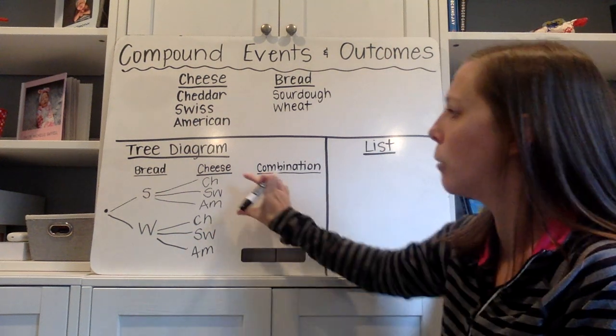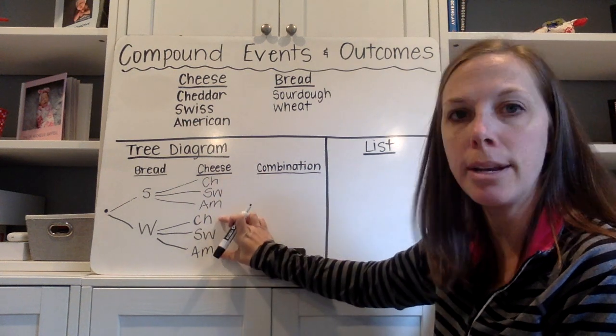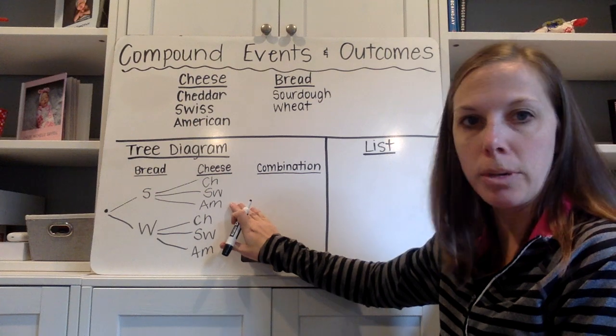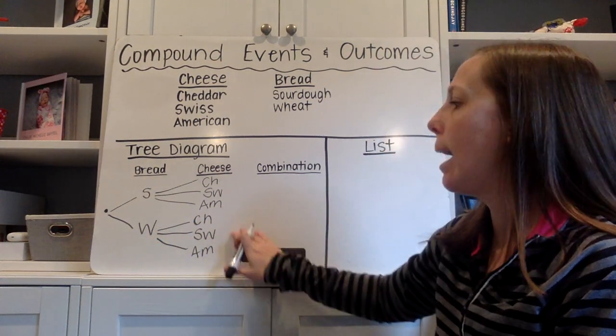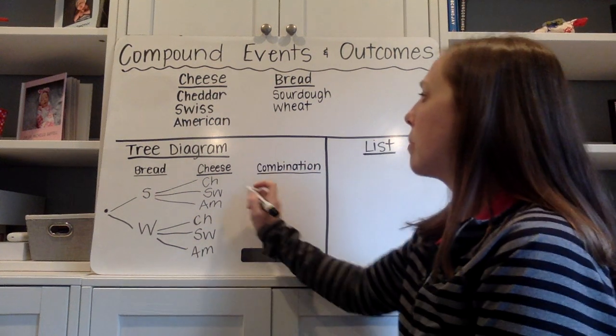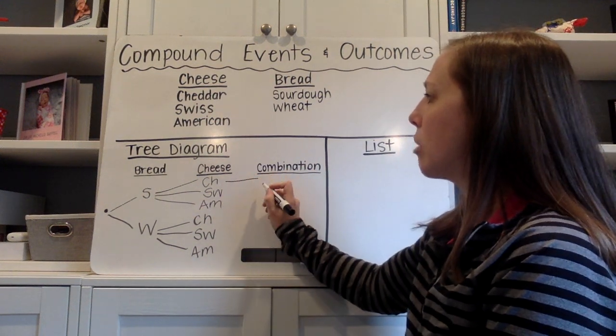Do you see how I've now repeated the same choices here and here? Because with sourdough bread, I still have three choices. With wheat bread, I have, again, three cheese choices. Now, the last column here is where we write the combination. And we just draw a straight line across.